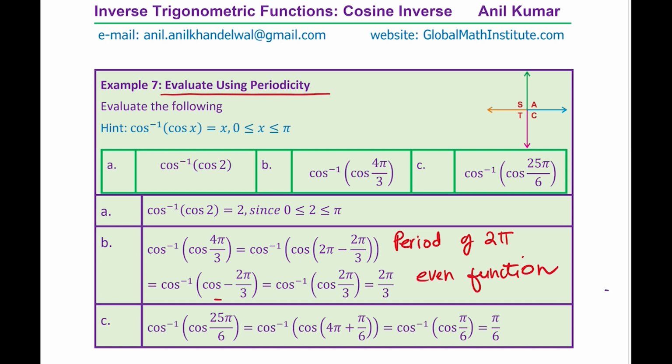25 pi by 6 means 2 rounds, 4 pi, plus pi by 6. So when you go, this is 2 pi, right? 4 pi and then pi by 6. That is where you were when you say 25 pi by 6. But you'll end up in quadrant 1 where the related acute angle is pi by 6, and therefore cos inverse of cos pi by 6 will be pi by 6, and that is how we are going to get this solution. I hope it is absolutely clear.